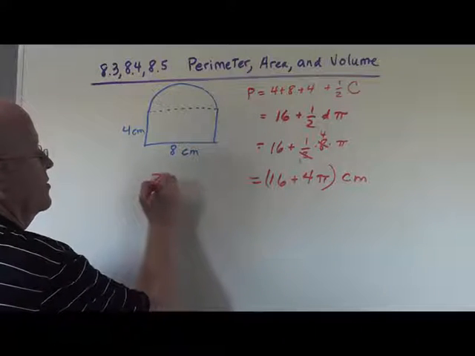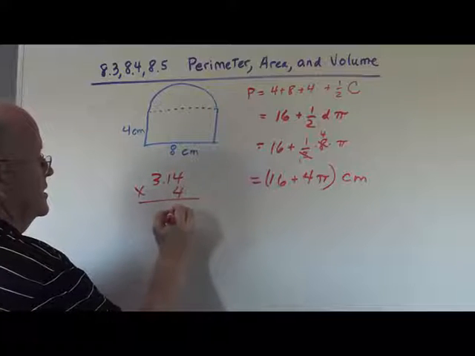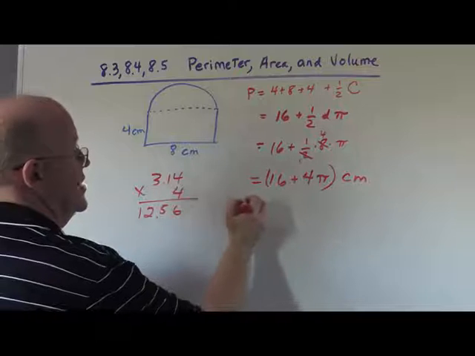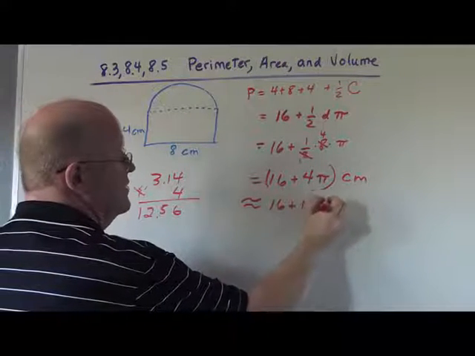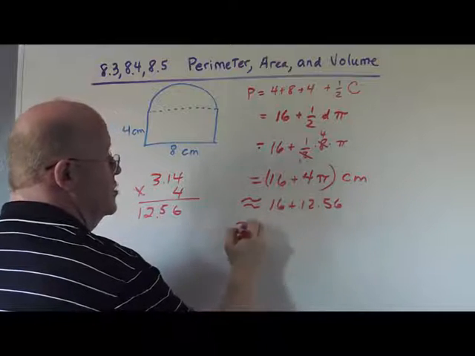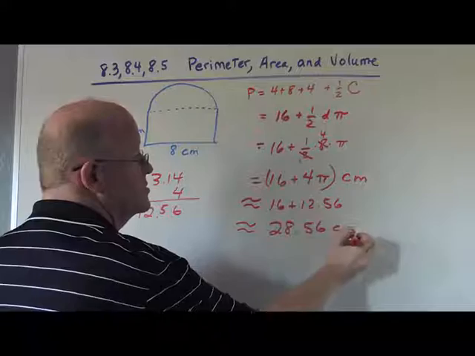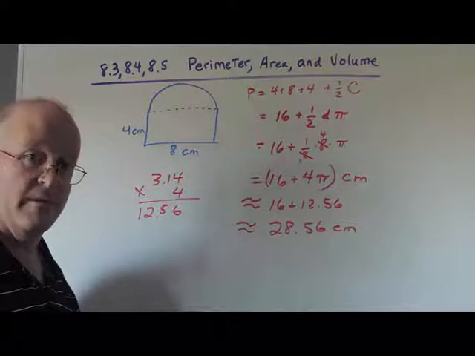And so 3.14 times 4 is going to give us 12.56. So I'd have approximately 16 plus 12.56 centimeters, which is approximately 28.56 centimeters for the distance around this figure, for the perimeter.